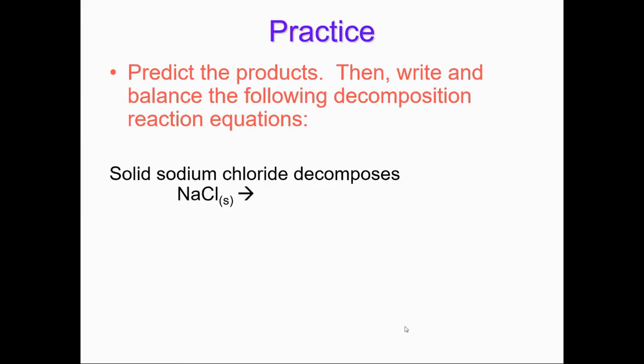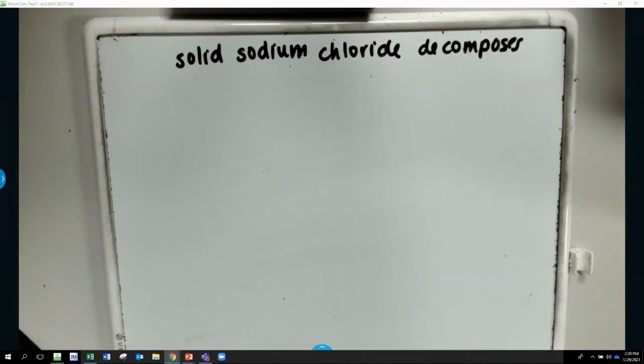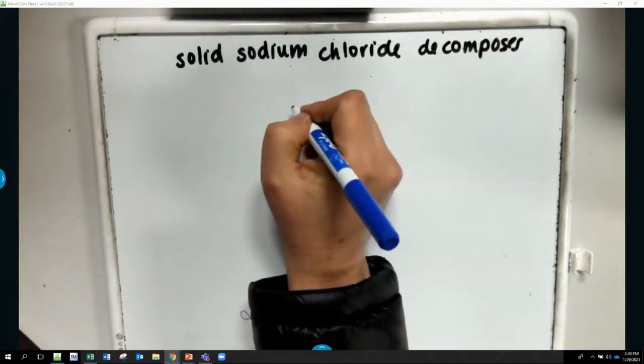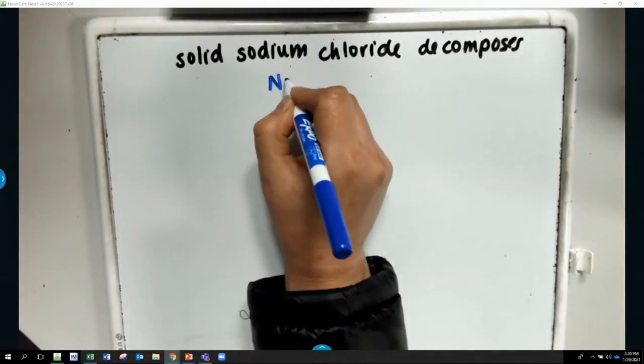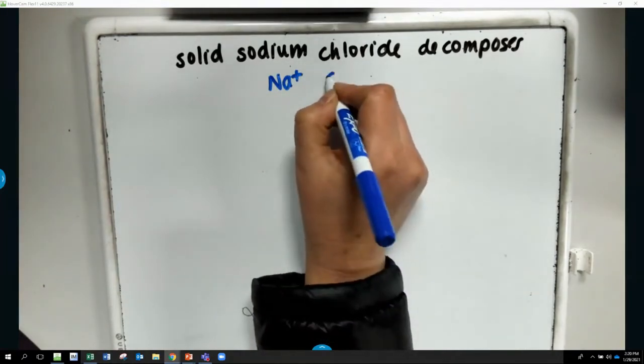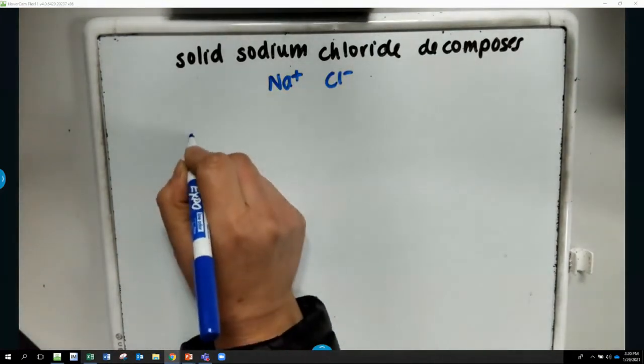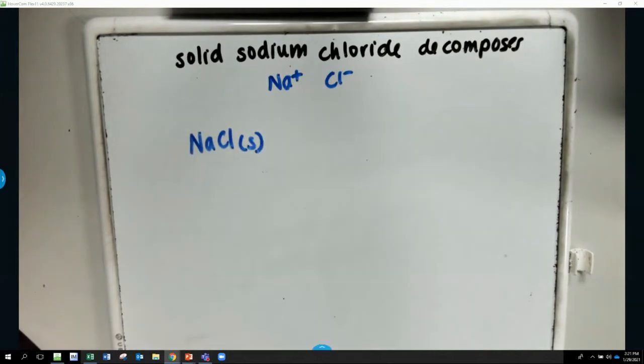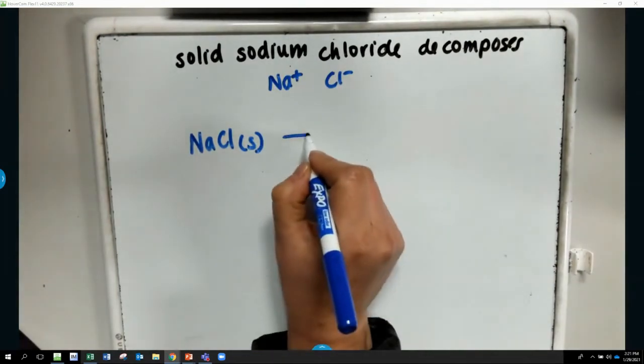So what does that look like? Let's practice. We're going to decompose these, and we're going to put this on the whiteboard. Okay, an example of decomposition. Solid sodium chloride. Sodium chloride is an ionic compound. So we have an Na+ and we have a Cl-. That means we started with NaCl. This is a solid.